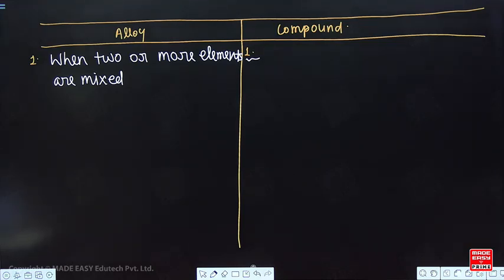In compound we will write: there exists a chemical formula for a compound. Full stop.